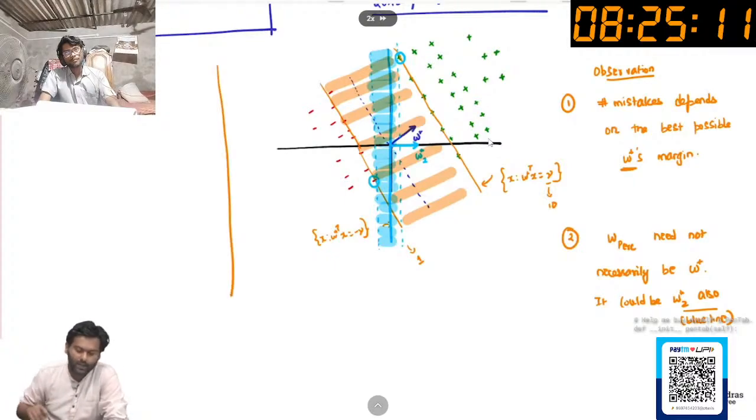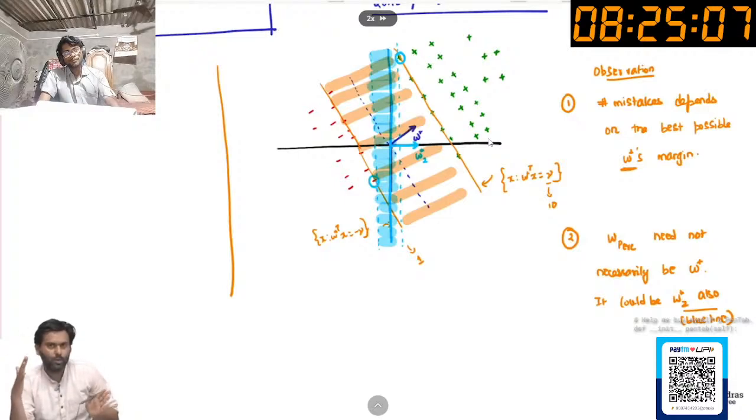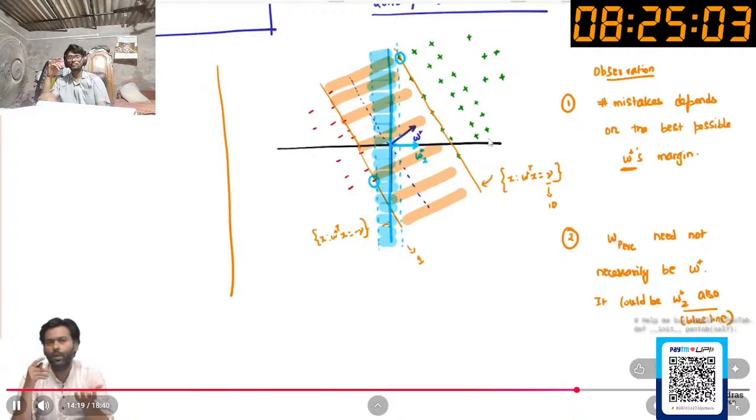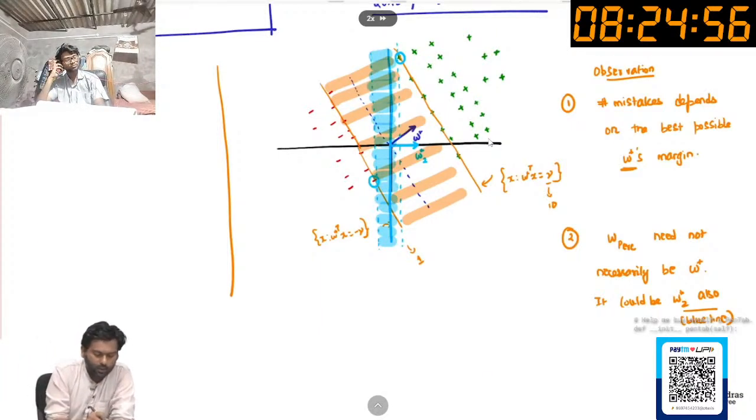Now, what this is telling us is that though intuitively we want to find a separator which separates our positives and negatives with as much width as possible, the perceptron may not necessarily find it. Though the perceptron is a super simple update rule, it does not have the power to find a W star that separates the data with the largest margin. So here's the question that we are going to ask now.